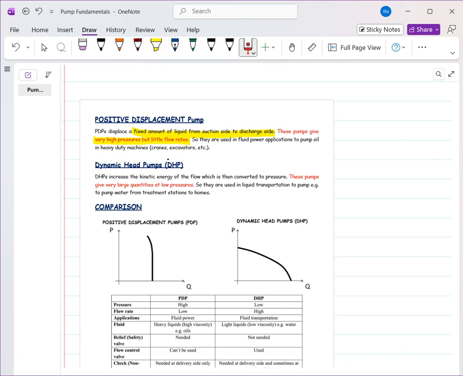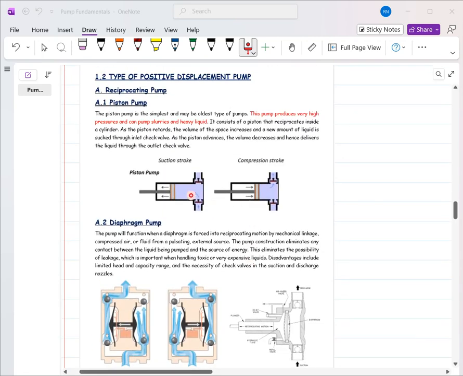These pumps move a fixed volume per cycle, right? It does, because as you can see here, it is the piston type of pump.